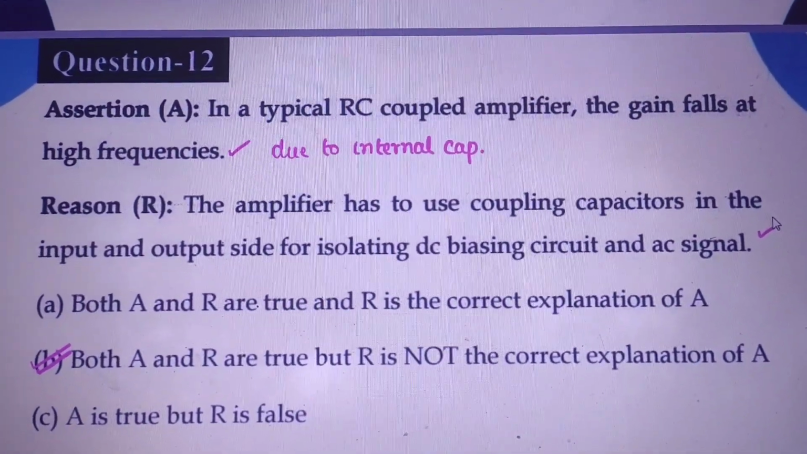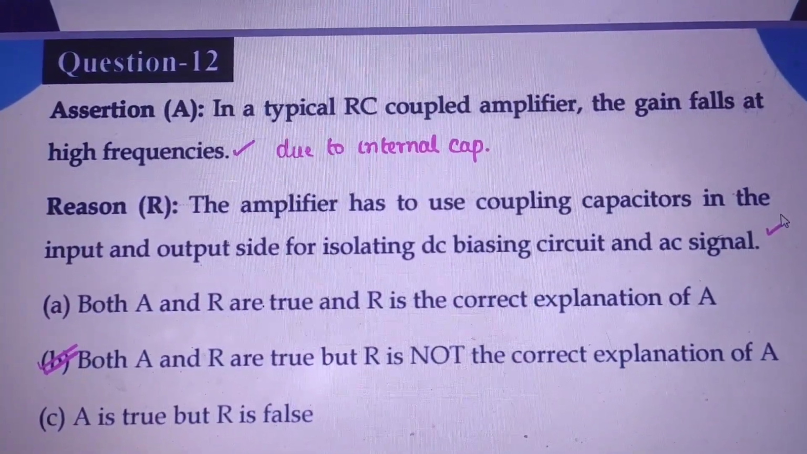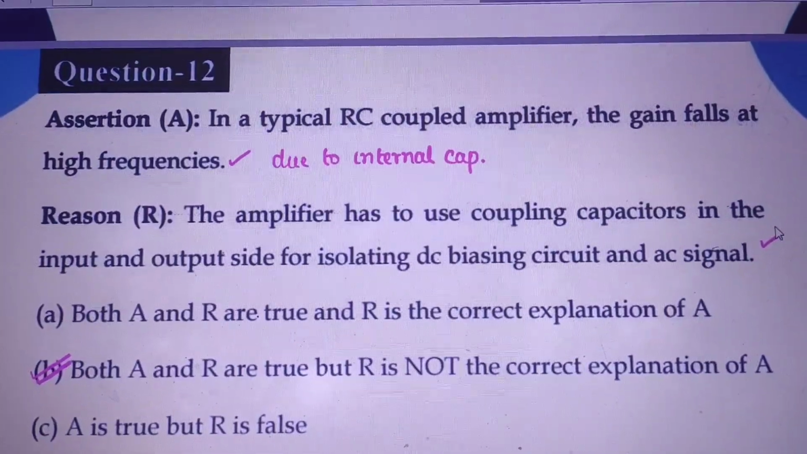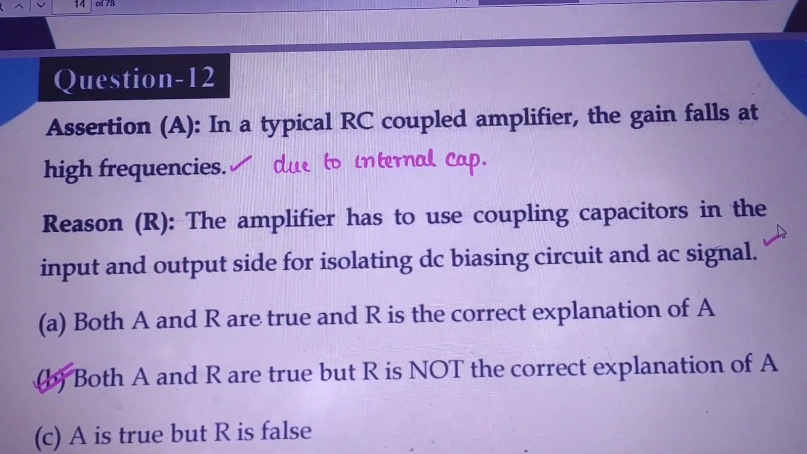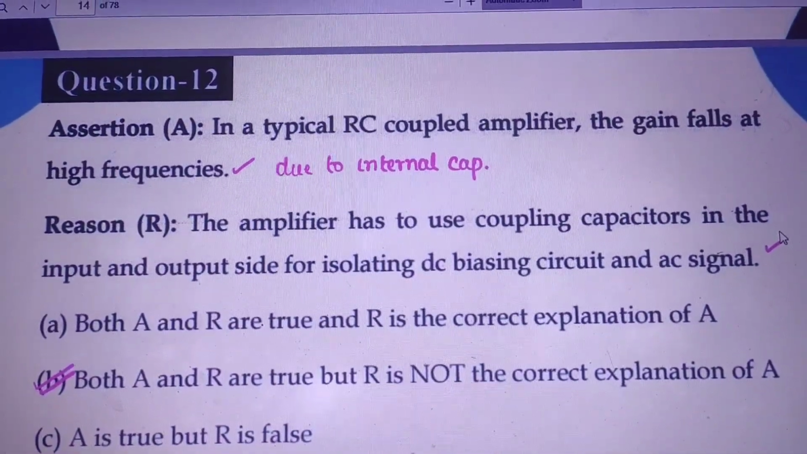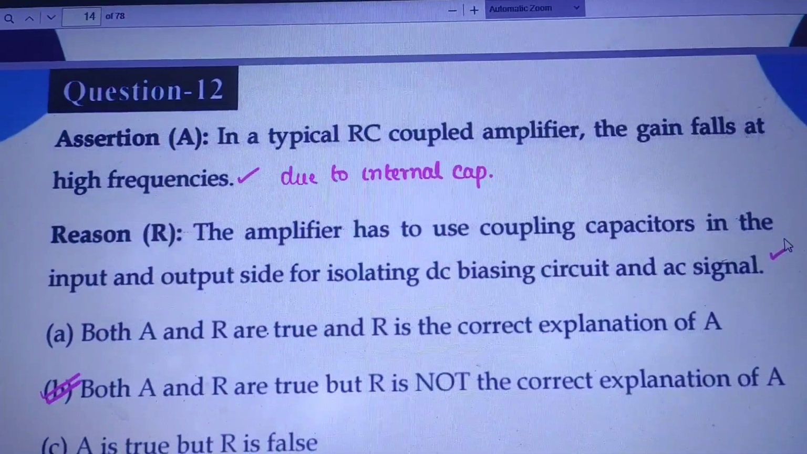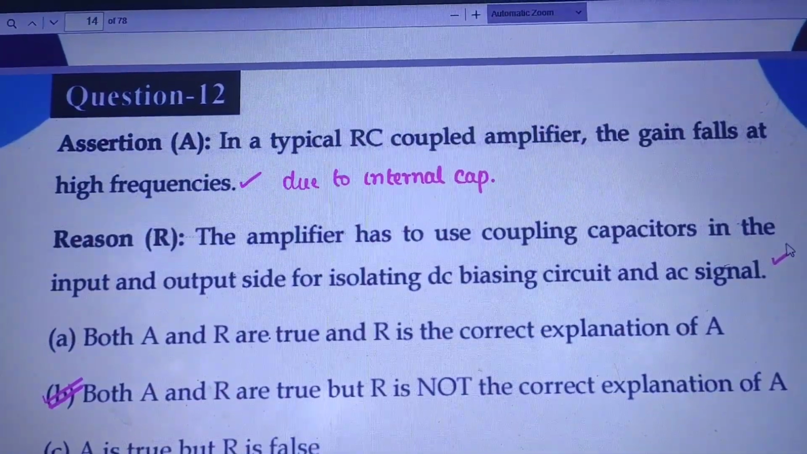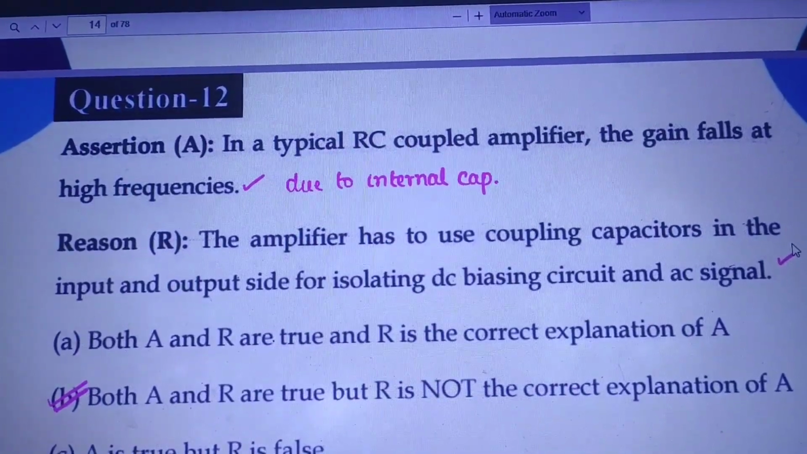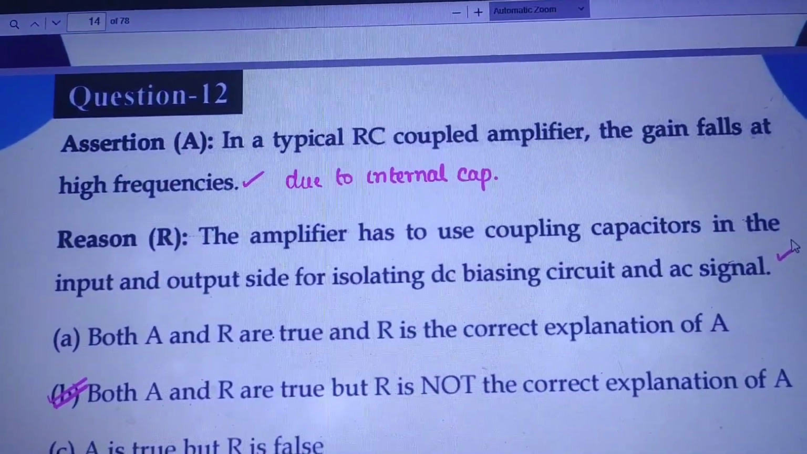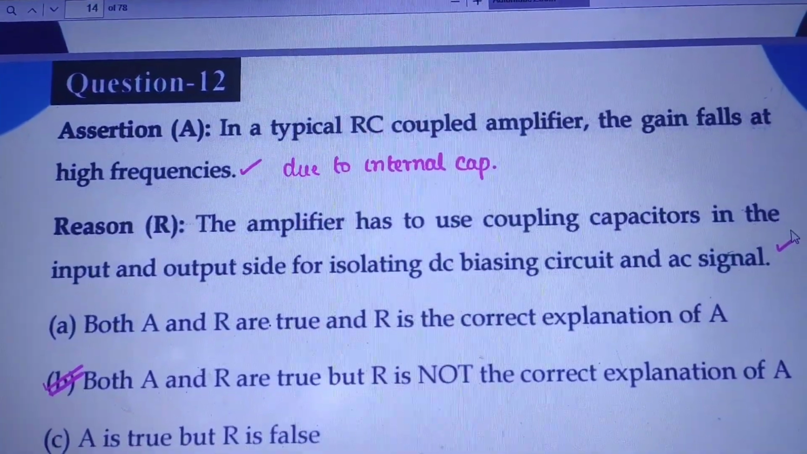The amplifier has to use coupling capacitors on the input side and output side for isolating or removing the DC biasing circuit and the AC signal. So to isolate the DC biasing circuit and the AC signal, amplifiers use coupling capacitors at both the input side and the output side.